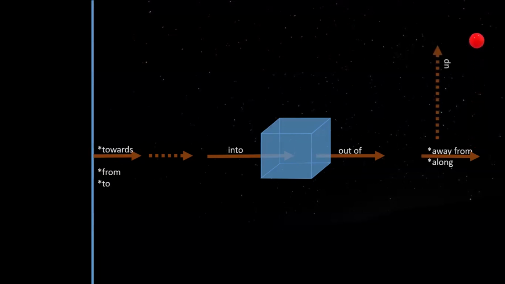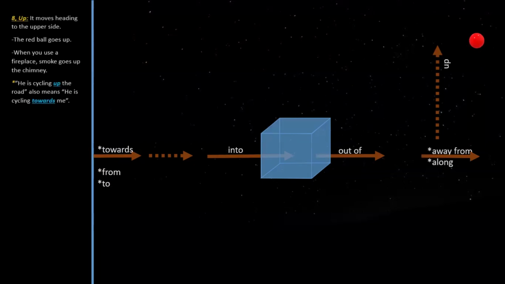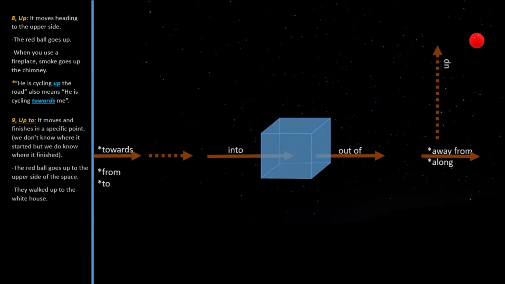Continuing, in the upper side, we have up. It moves heading to the upper side of something. You can also say up to. It moves and finishes in a specific point. As an example, the red ball goes up to the upper side of the space.